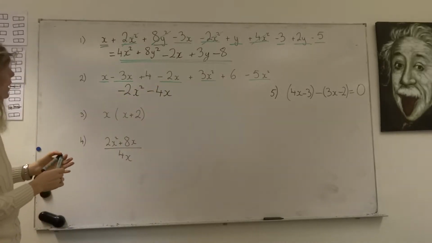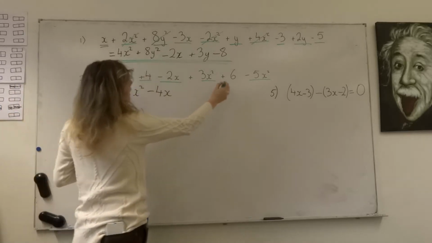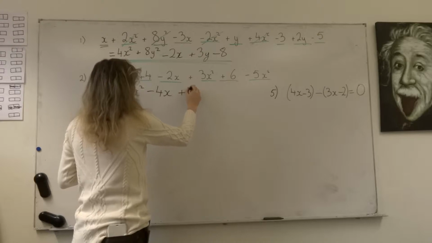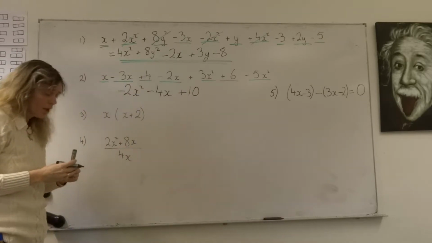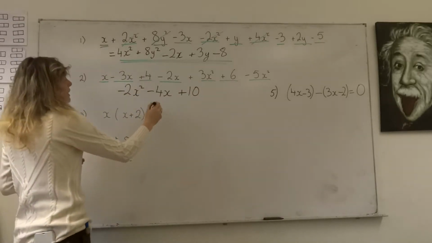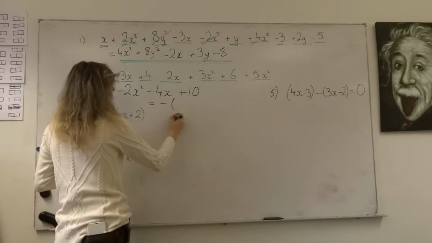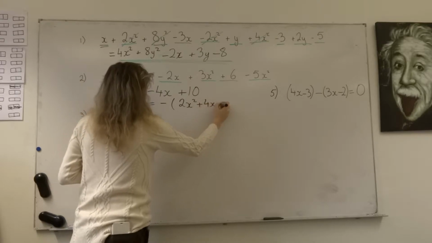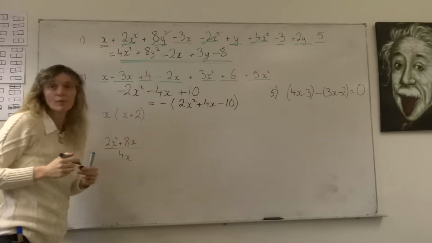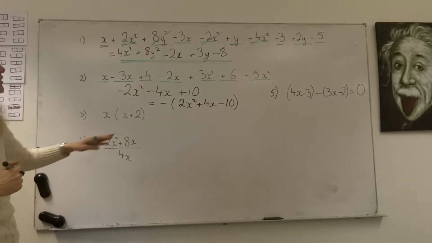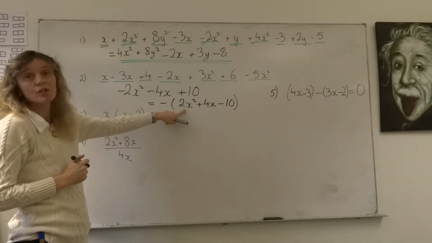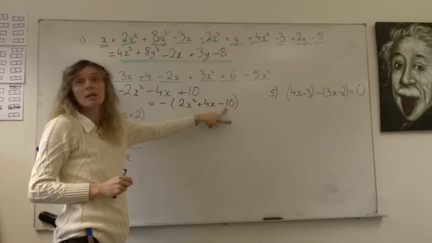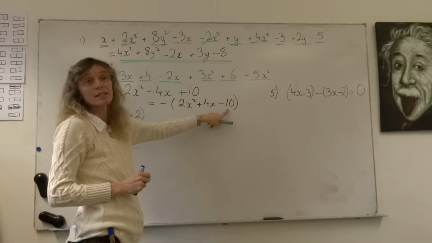Then we look at our numbers. We have a plus 4 here and a plus 6 there, so we end up with plus 10. You can answer like that, or you could actually answer like this if you wanted. Equals minus 2x squared plus 4x minus 10. You could actually put the minus sign out the front if you want to, and then you change so that the 2x squared becomes positive, the 4x becomes positive, and you change the plus sign on the 10 to minus 10.